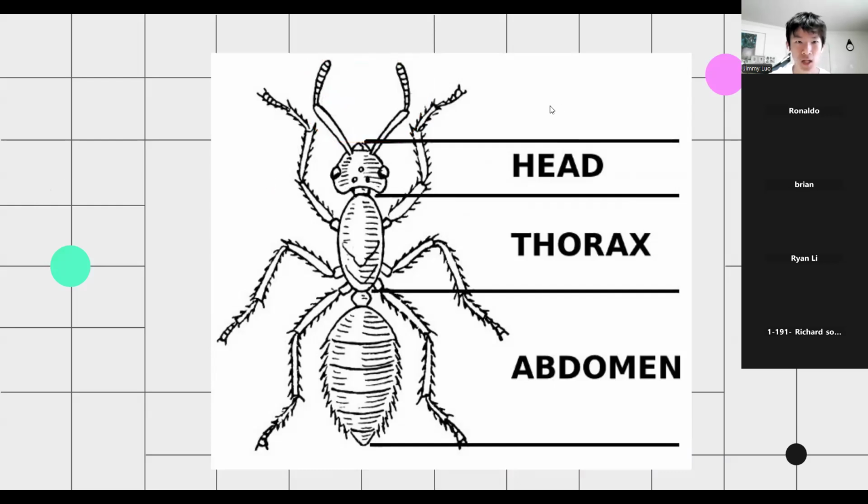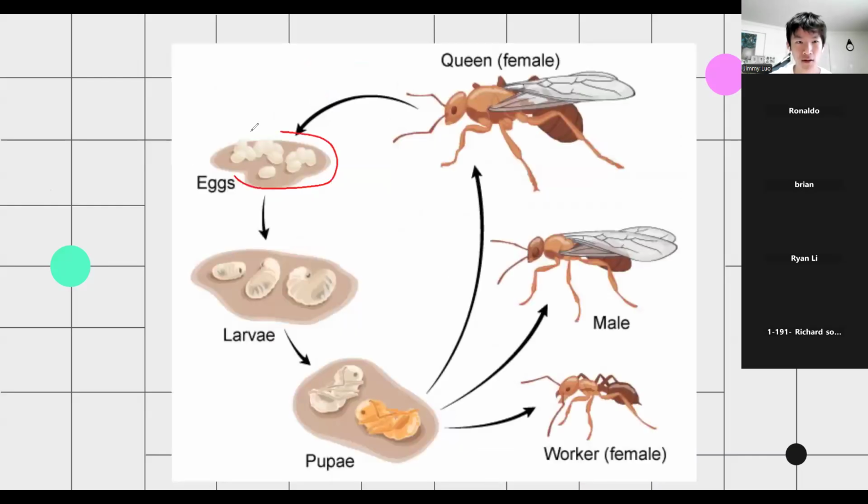Okay, moving on, we're also talking about their life cycle. Ants, we all know, start off from eggs, okay? And they come from queens, which is this big ant right here. Every single ant colony usually has a queen, right? And the queen is the ant that makes the eggs, makes more ants.